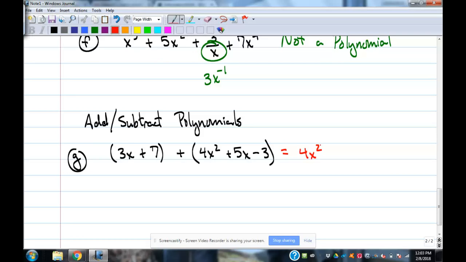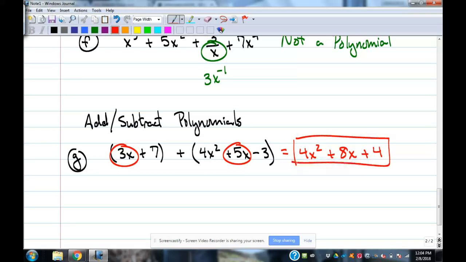And then we're going to put the like terms together. We got a 3x plus a 5x. Together, be 8x, right? Same way we've done that for a long time. We've been adding like terms for a while. Okay? And then the 7 and the minus 3 are like terms. So that'd be 4, yeah. So it's a positive 4, so we put plus 4.